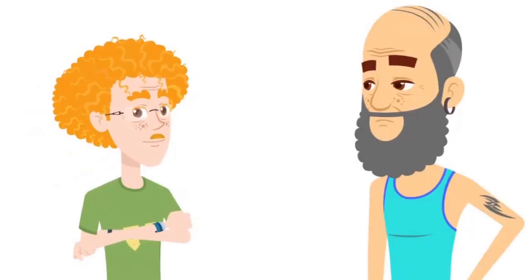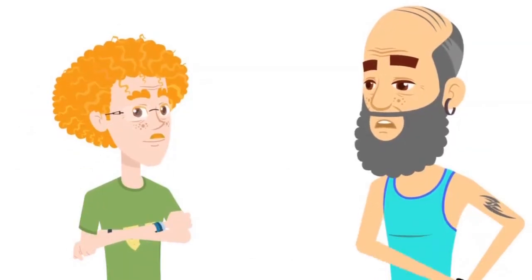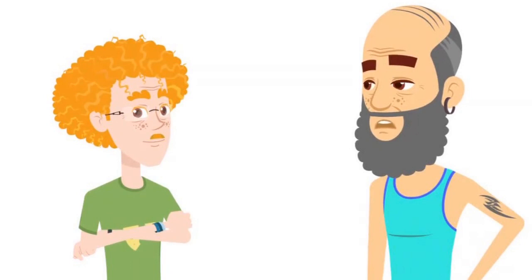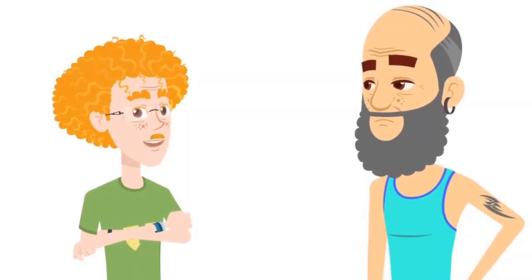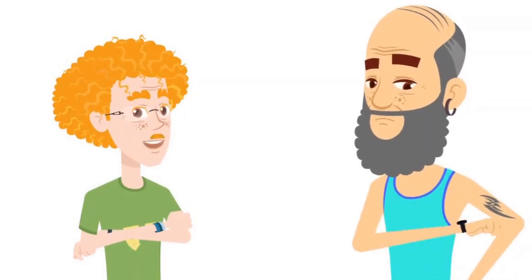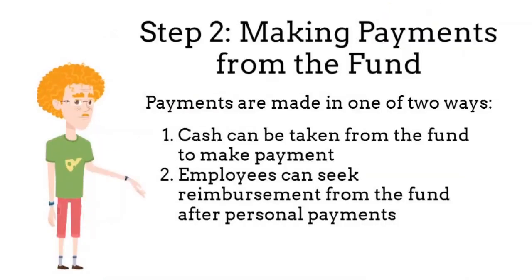That's great, but does this mean I still have to make multiple journal entries every time I buy a coffee for a company meeting? Well, no. Petty cash makes that process simpler. Let's look at step 2, making payments from the fund. To make payments, cash can be either taken directly from the fund or employees can be reimbursed once they present their receipts to the custodian.